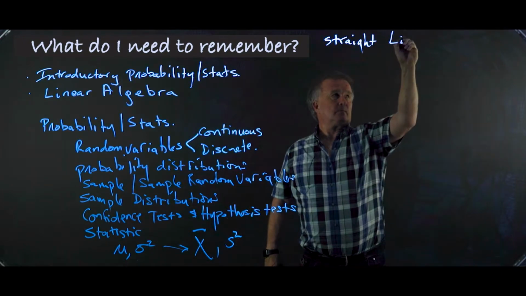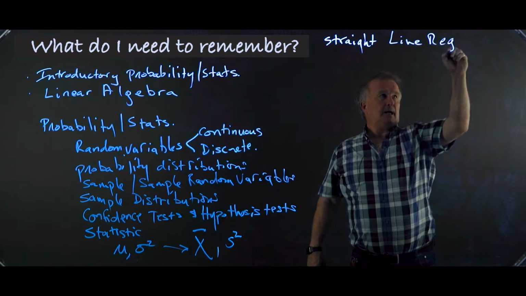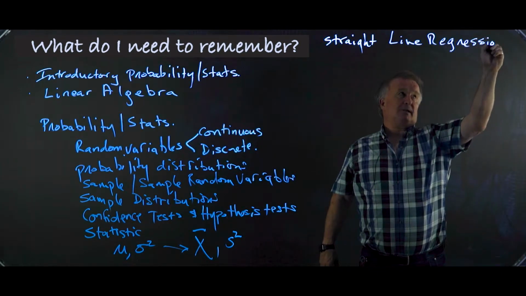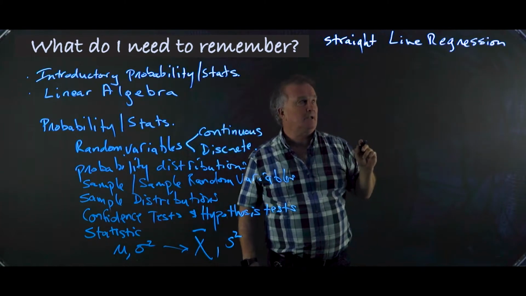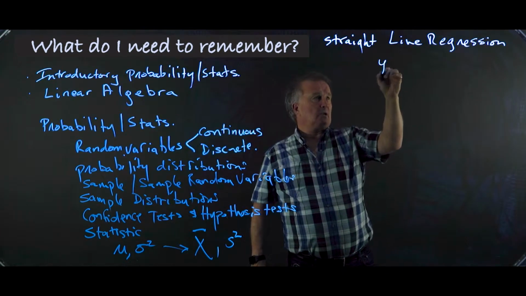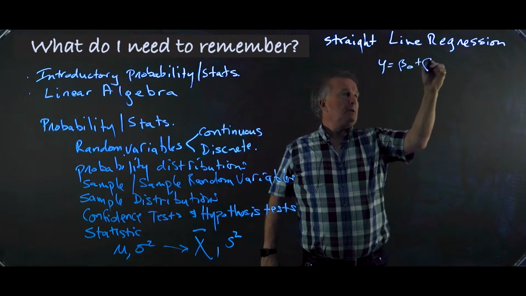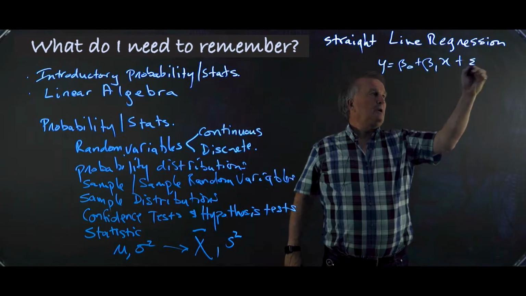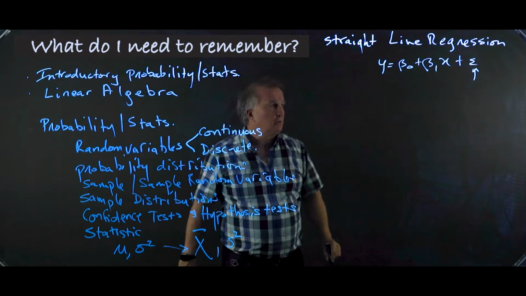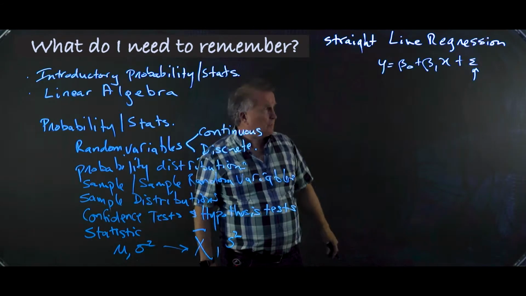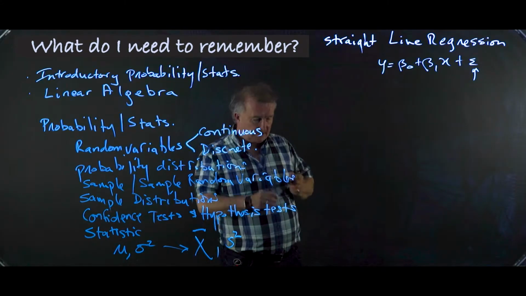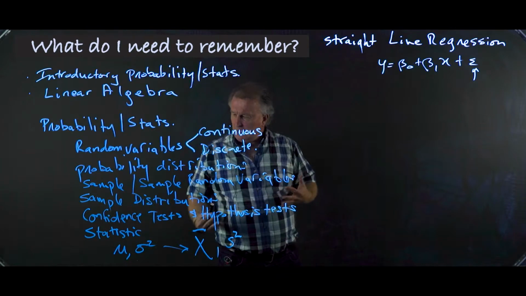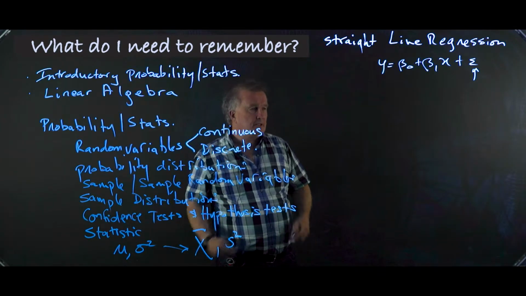So in your first course, you may also have done straight line regression. Okay, and I'm sure that somewhere in the various courses you've taken, you've estimated models that look like this, where this is the noise term in the model. We're going to spend some time talking about that noise term again. So those are the ideas from probability and statistics.